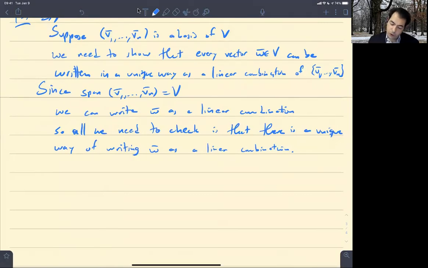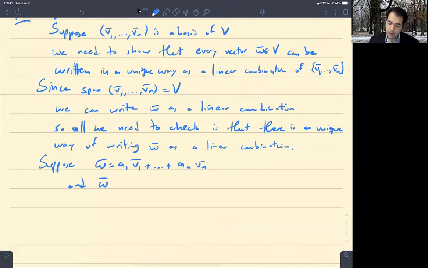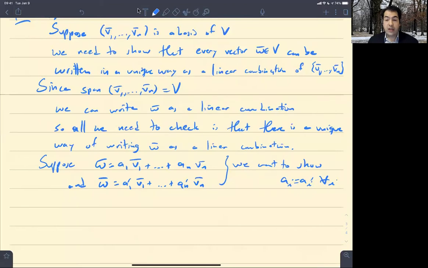So let's suppose I can write W as a1 v1 plus dot dot dot plus an vn. And I have W as a1 prime v1 plus dot dot dot plus an prime vn. Right? We want to show that ai is equal to ai prime for all i. So assume I can write it as a linear combination in two ways. I want to show that those aren't actually two different ways. There's just one way.